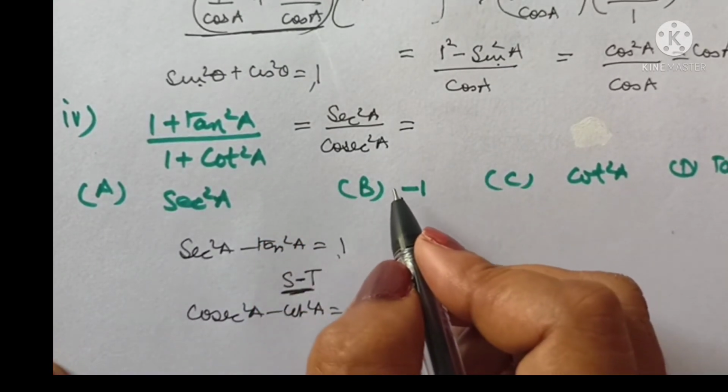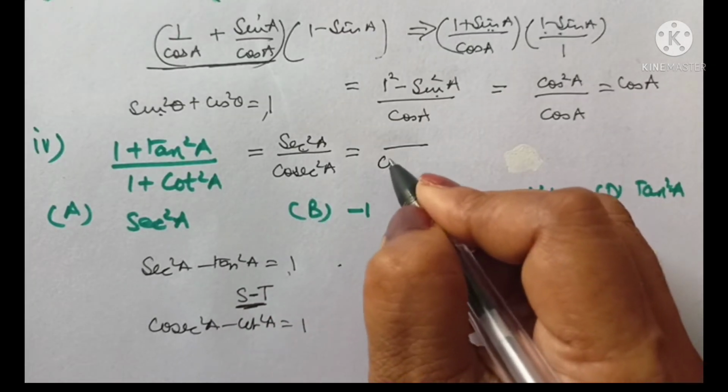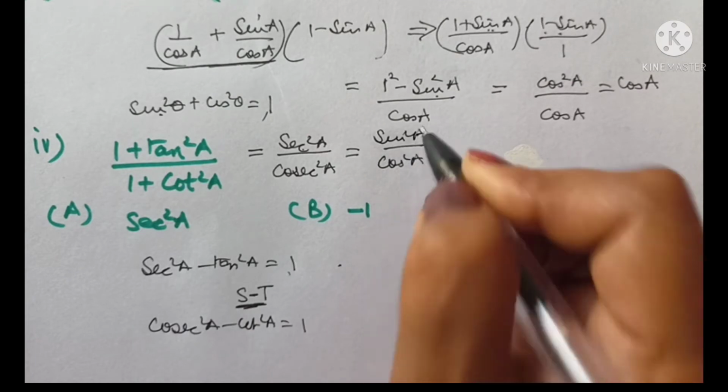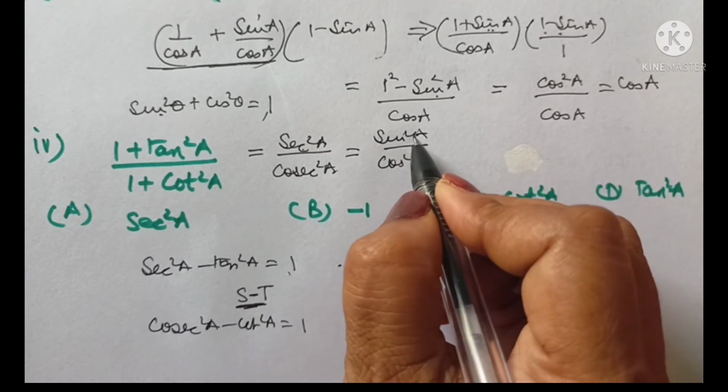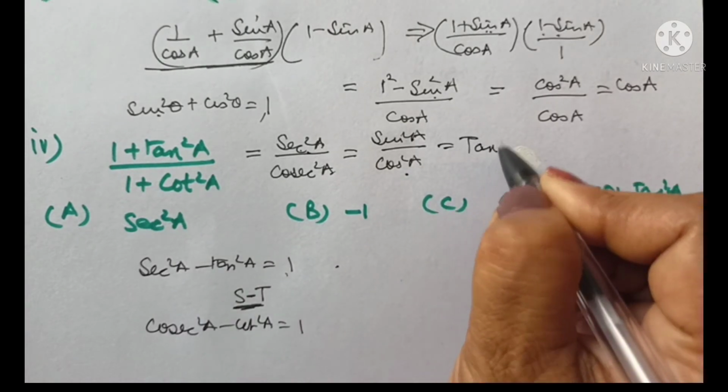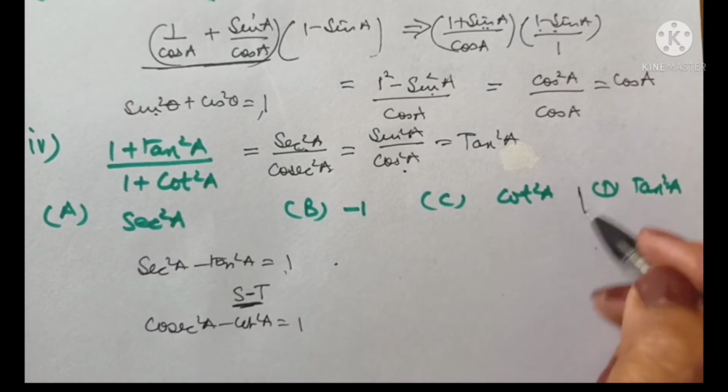Now you convert them, reciprocate them. So secant square A is 1 by cos square A and cosec square A is 1 by sin square A. Cosec square A is written here as sin square A, secant square A is written here as cos square A, and this gives me tangent square A. So hence my answer is D.